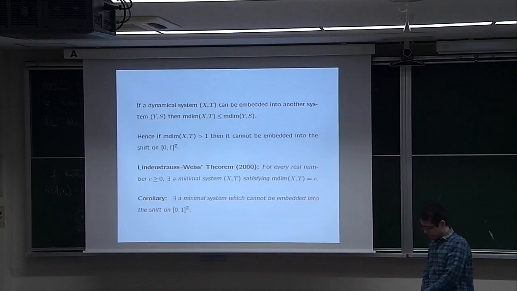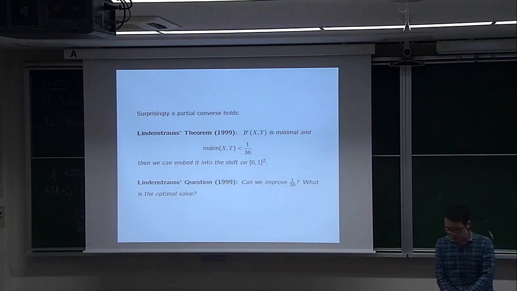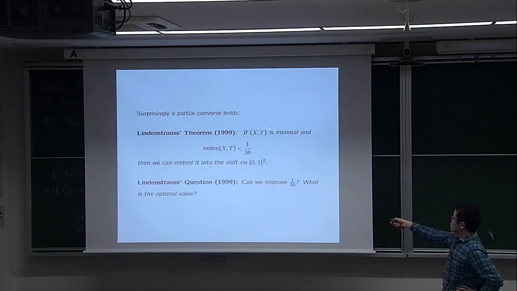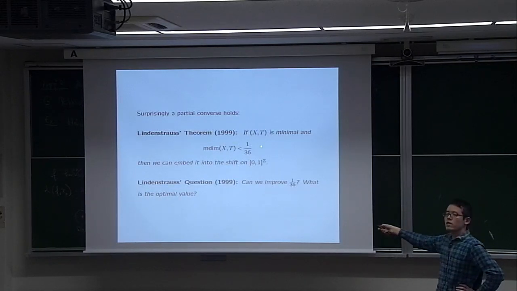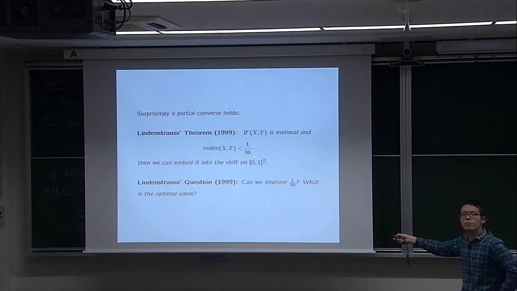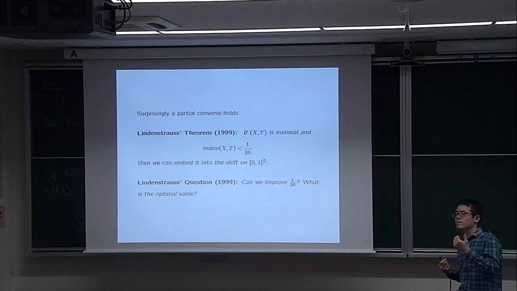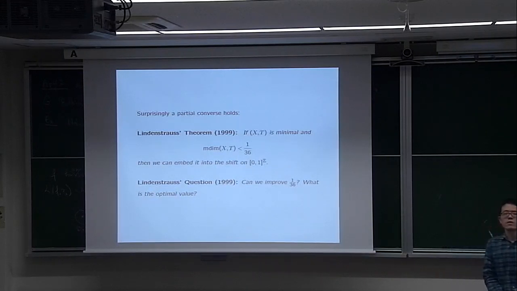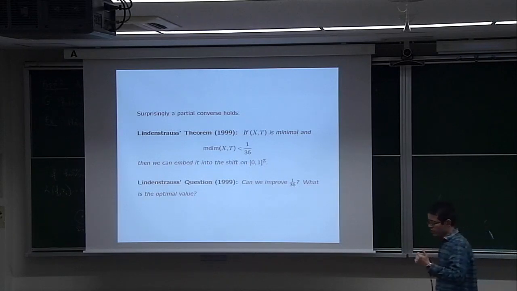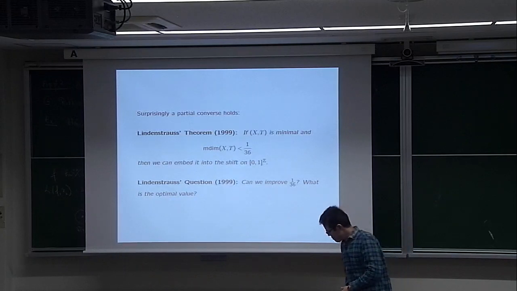This is a theorem of Lindenstrauss and Weiss. And surprisingly, Lindenstrauss went further. He proved a partial converse. Suppose that a minimal system X has mean dimension smaller than 1/36. Then we can actually embed it into the shift on the Hilbert cube. So for minimal systems, in some sense, mean dimension essentially determines everything. If the mean dimension is sufficiently small, we can embed it in the shift on the Hilbert cube. This is an amazing theorem.